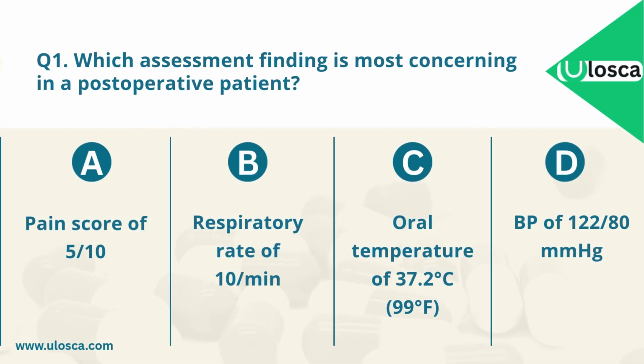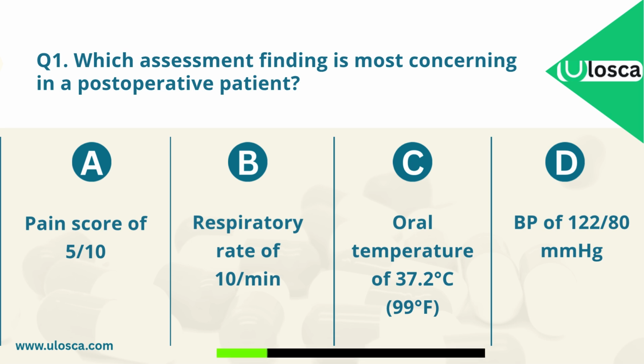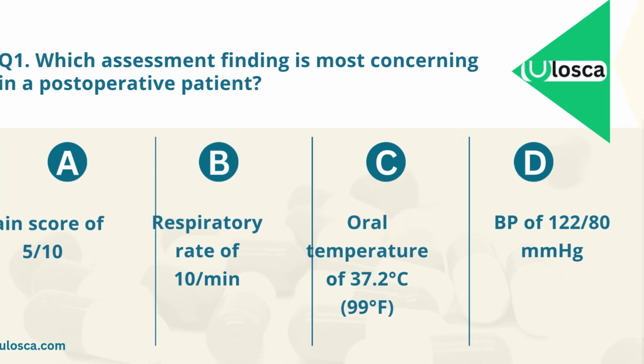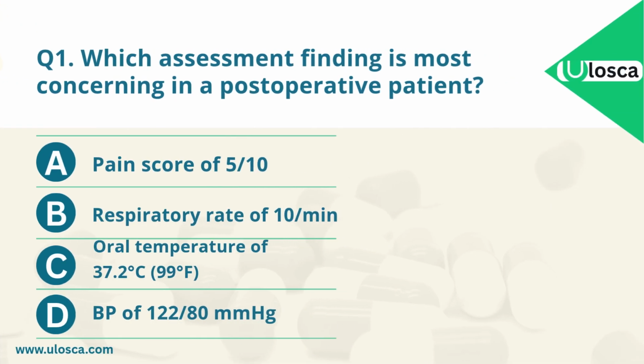Question 1. Which assessment finding is most concerning in a postoperative patient? A. Pain score of 5 out of 10. B. Respiratory rate of 10 per minute. C. Oral temperature of 37.2 degrees Celsius. D. BP of 122/80 millimeters of mercury. Which one is the correct answer? The correct answer is B. Respiratory rate of 10 per minute.